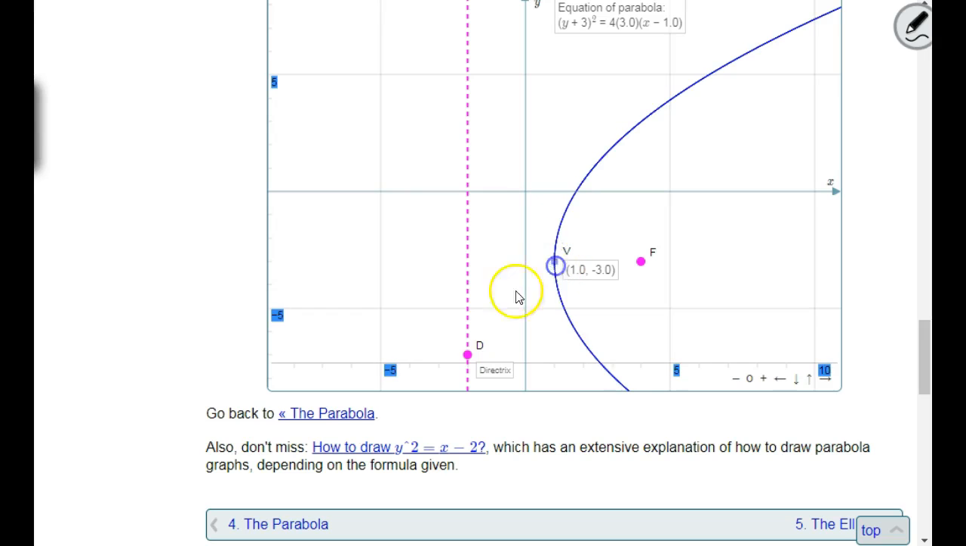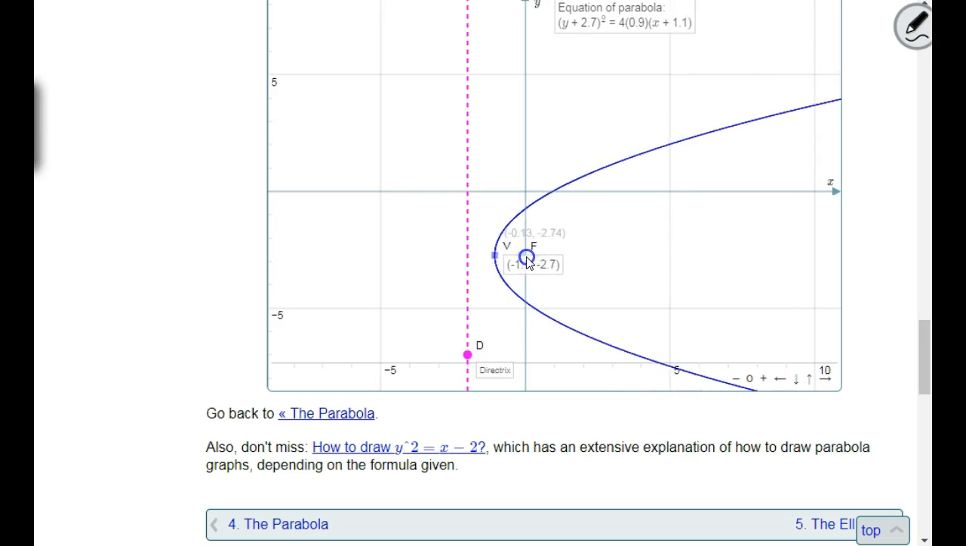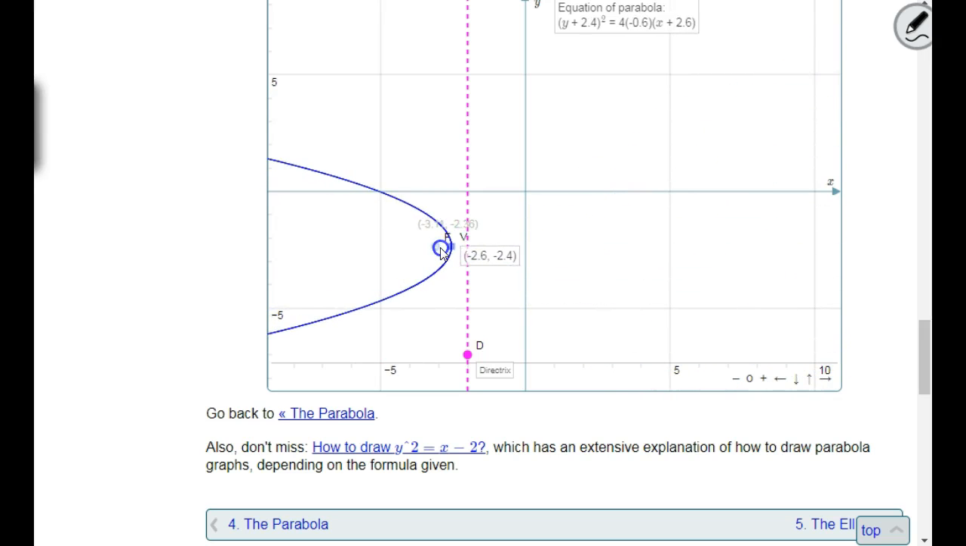I don't know. Maybe I can't move that. Okay. But again, it's going to open sideways. Does anybody know what you think would make it open to the left? Yeah, we're going to have a negative in here. Okay. And that's going to make it open to the left. All right. So what made it really narrow?